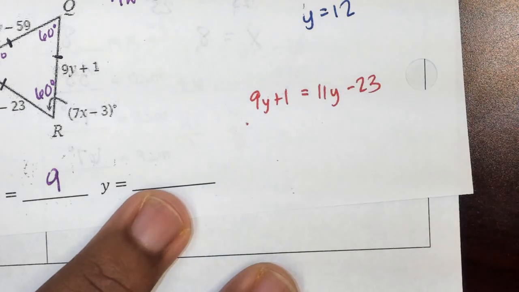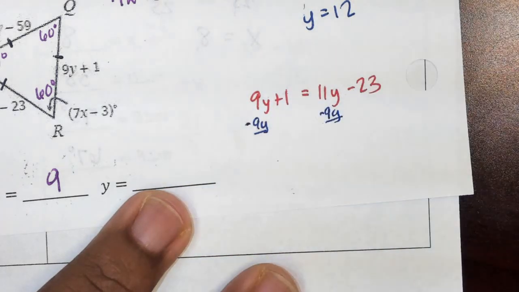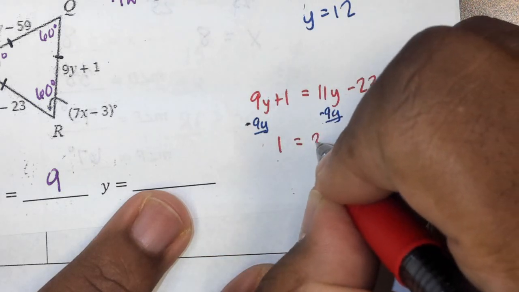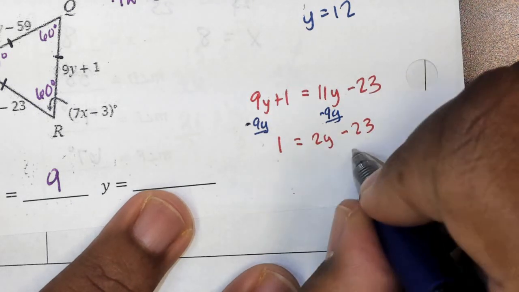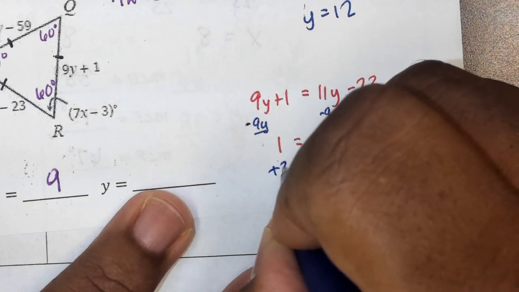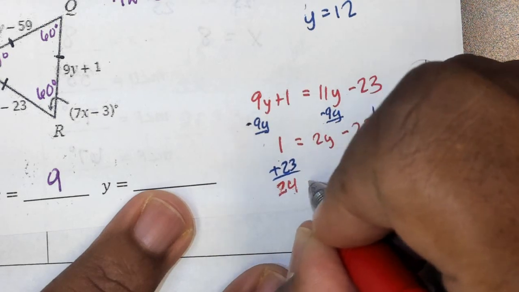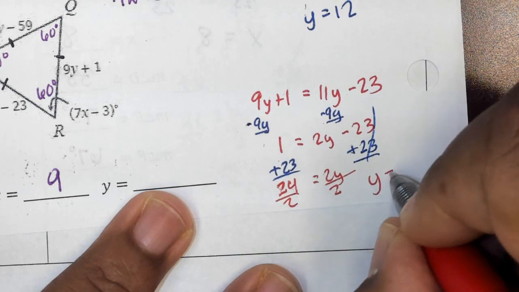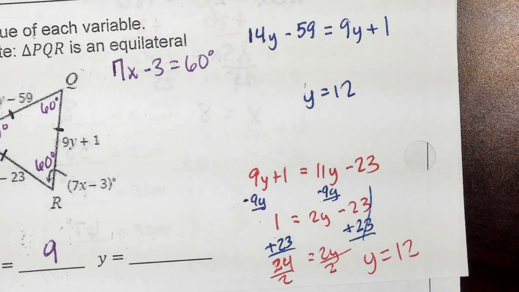Subtract 9y. 1 equals, what's that? 2y minus 23. Then I would have added 23. I got 24 equals 2y. Then divide by 2. Obviously, I'm going to get 12. I still get y equals 12, either way you go about it. Pick 2 congruent sides, roll with it. Use some common sense, kids.